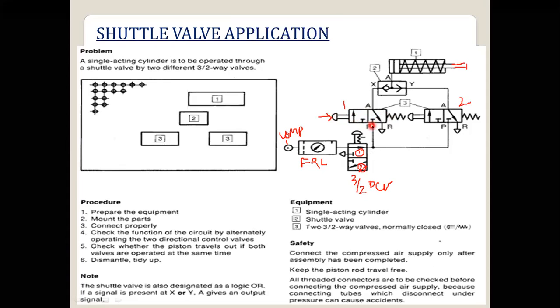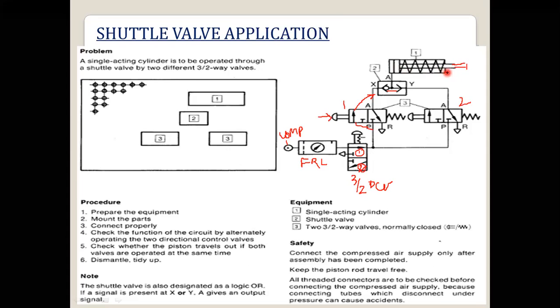The position will be in this way. So the air will be flowing here, that is P2A. Then it will go to the X, and this ball will shift to this side. Then flow will be from X to A. Then the piston will move. That is, extension will be done.